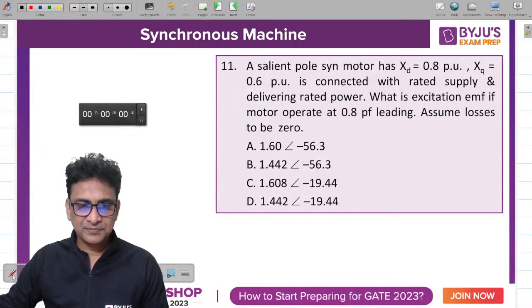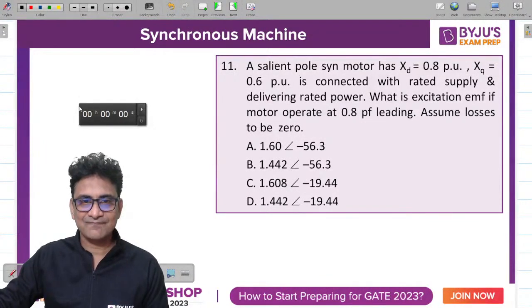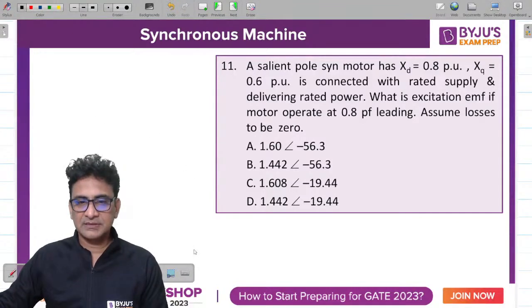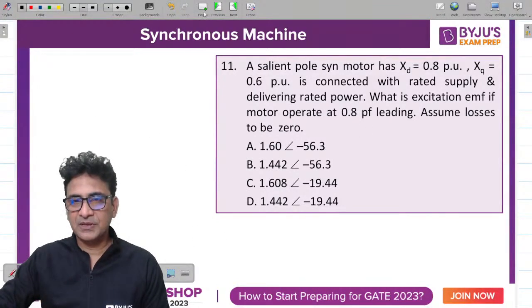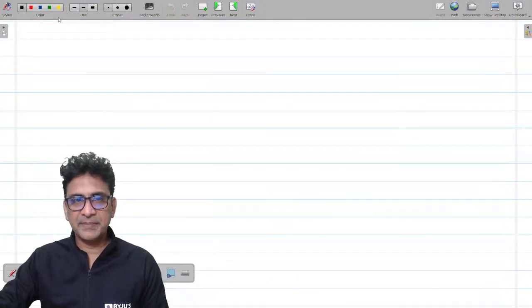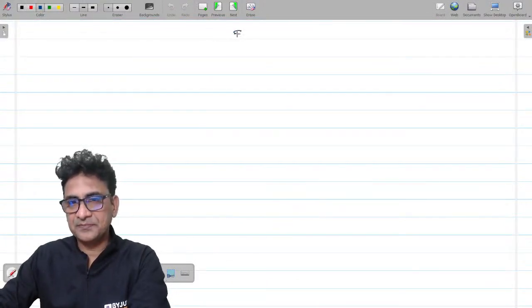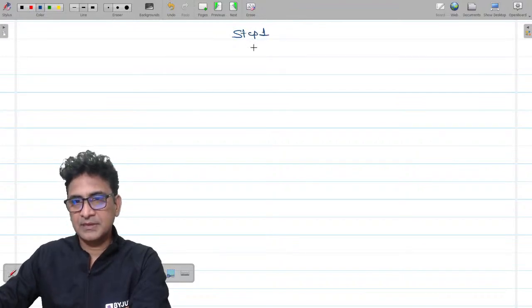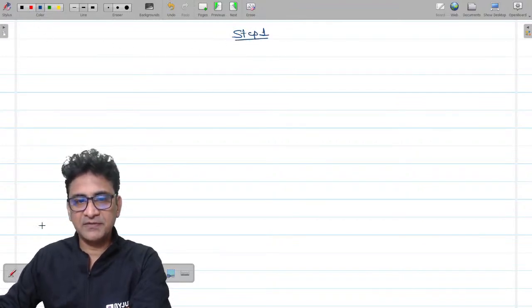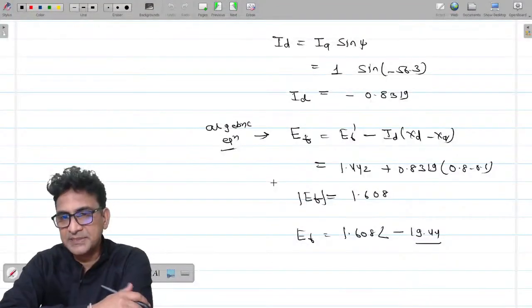Let me do this for you. See, I'm going step by step. The first step. In the first step, we just find out the value of EF dash. So use the same step.